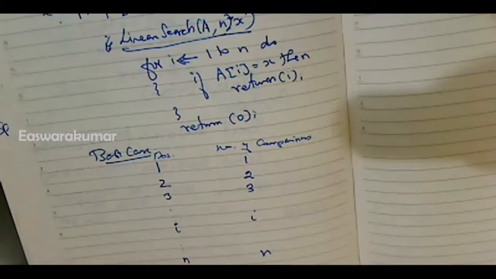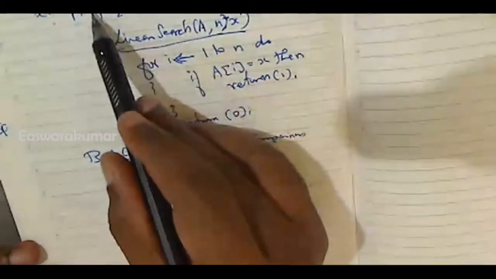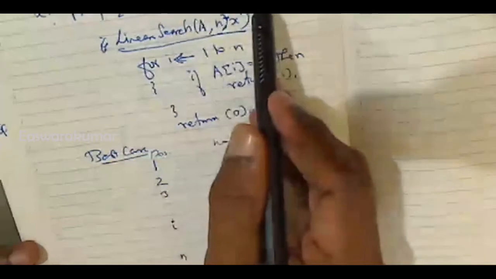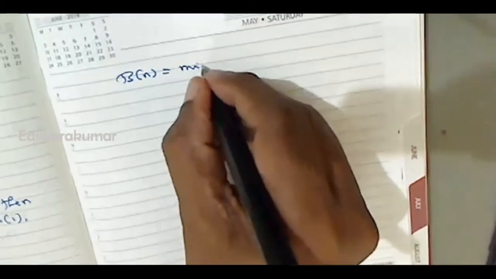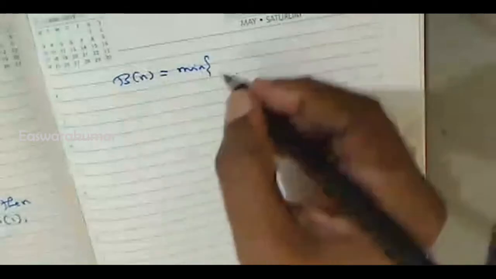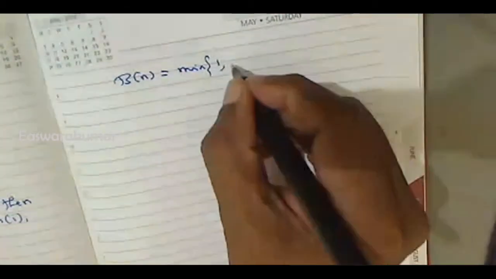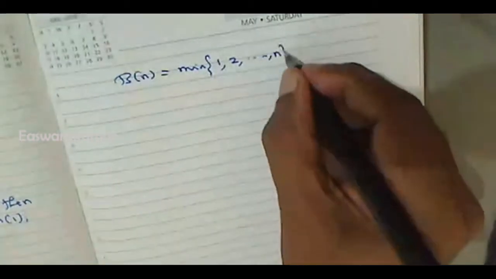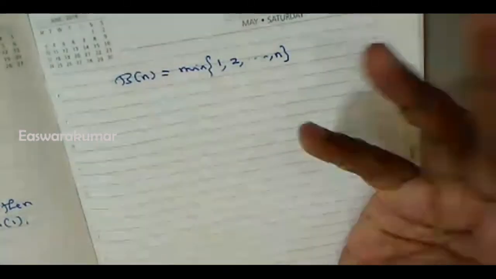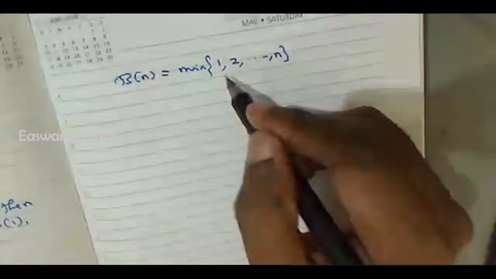Now, here the instance is, the element may be present in any one of the positions. So each one is considered to be an instance where the element is there, right? So if that's the case, the best case value, that is B of n, is equal to the minimum of: if the element is in the first position 1 comparison, second position 2 comparisons, etc. If it is in the nth position n comparisons. So these are the possibilities where the element is there, right? So there are n possibilities. For each possibility, we are given the time.